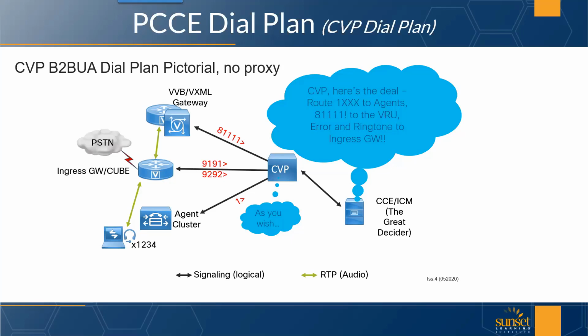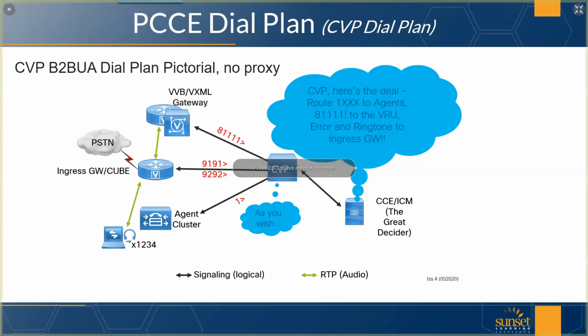So anytime ICM delivers that send to VRU label, in other words, 8111, which was configured in the SPOG, CVP delivers that to the VVB and or VXML gateway, depending on the config. Anytime ICM determines there's an error, CVP will deliver 9191 or 9292 to the ingress gateway, and the caller will hear ringtone or an error.